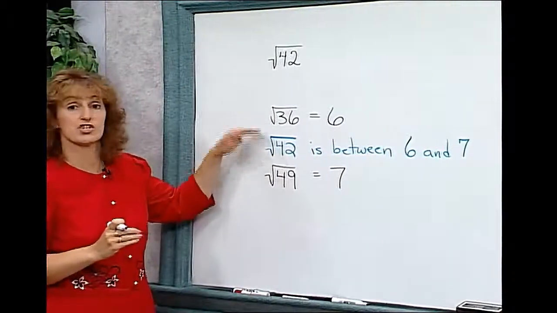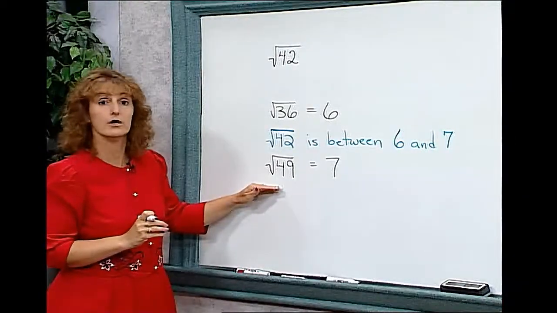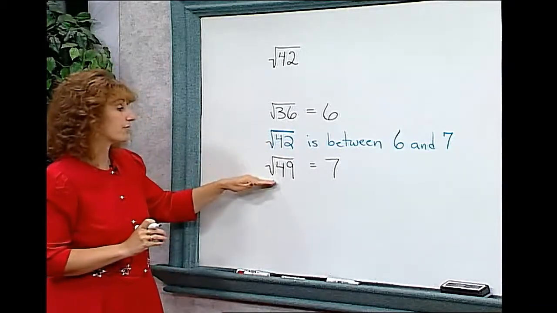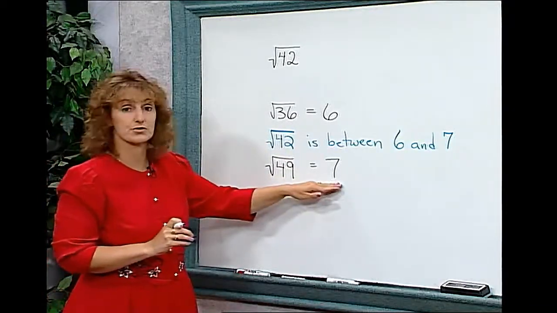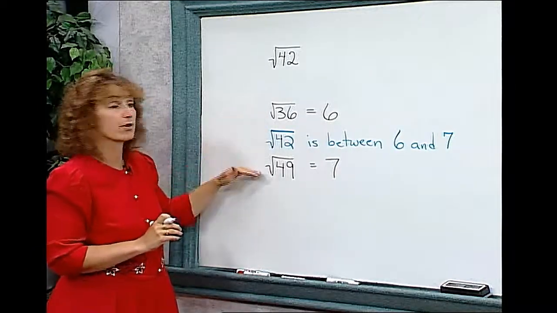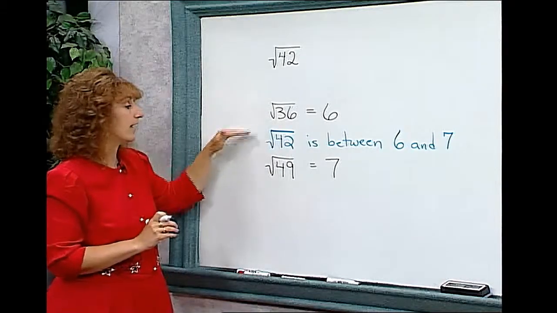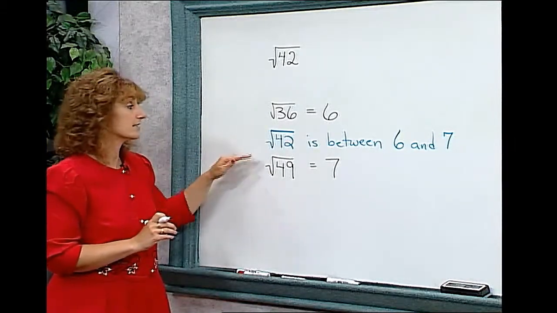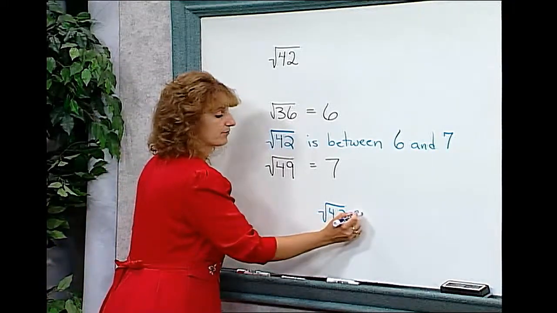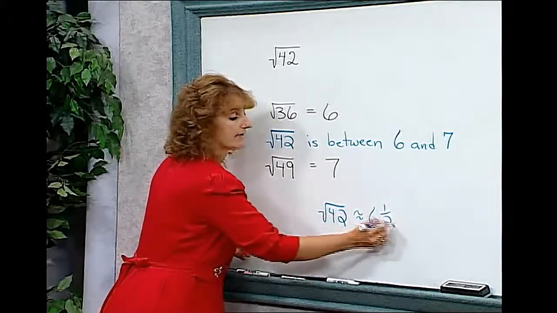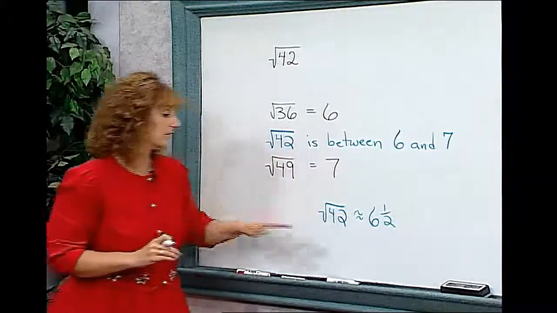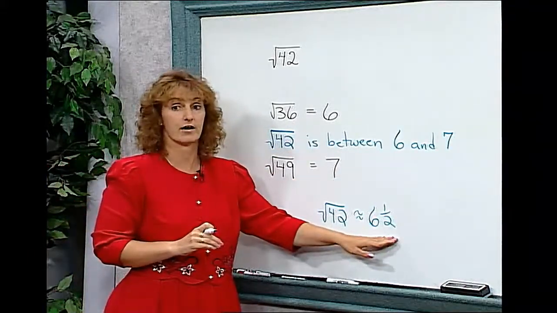If 42 was closer to 36 than 49, we could say the square root of 42 is closer to 6. If it was closer to 49, we could say it's closer to 7. But 42 is almost midway between 36 and 49. It's 6 away here, and it's 7 away there. So we could say that the square root of 42 is approximately 6 1/2. Either way, between 6 and 7, or approximately 6 1/2 would be fine.